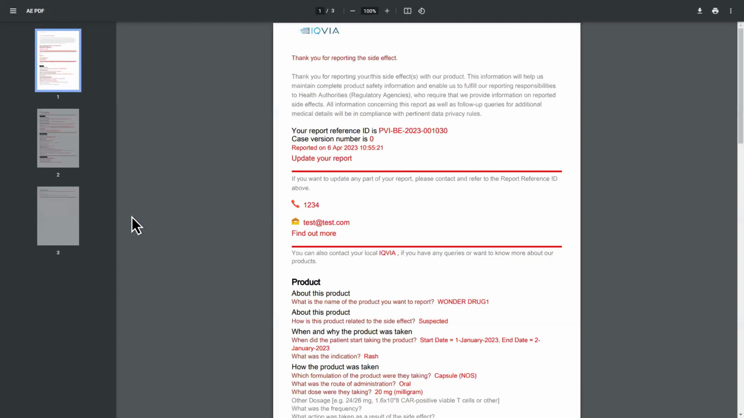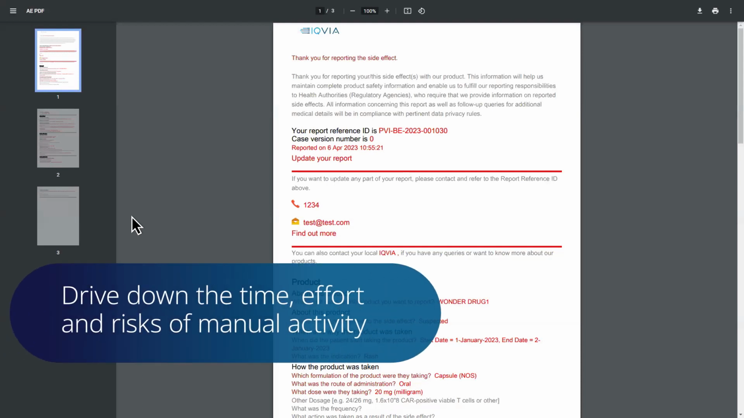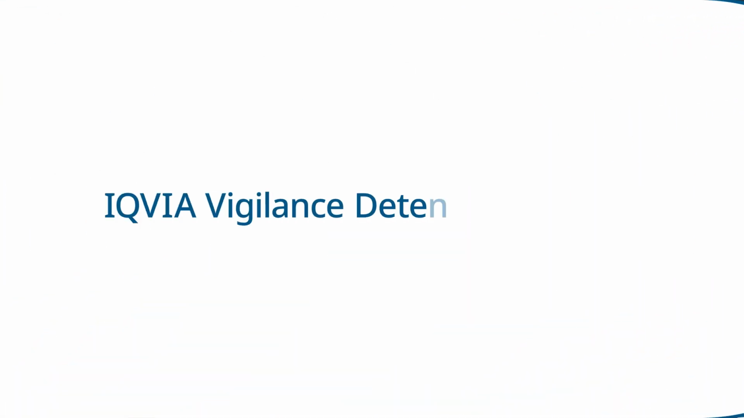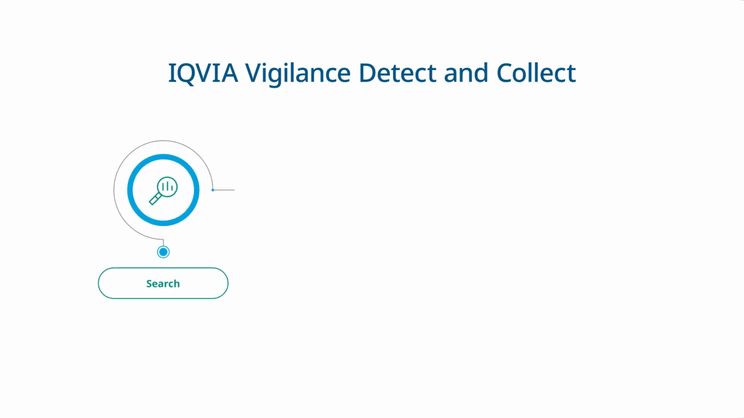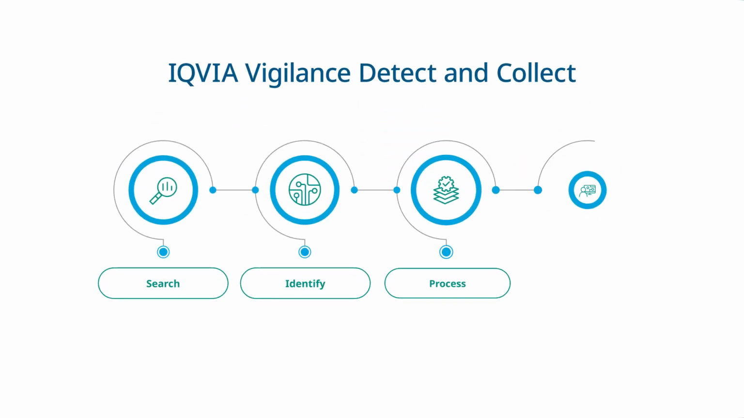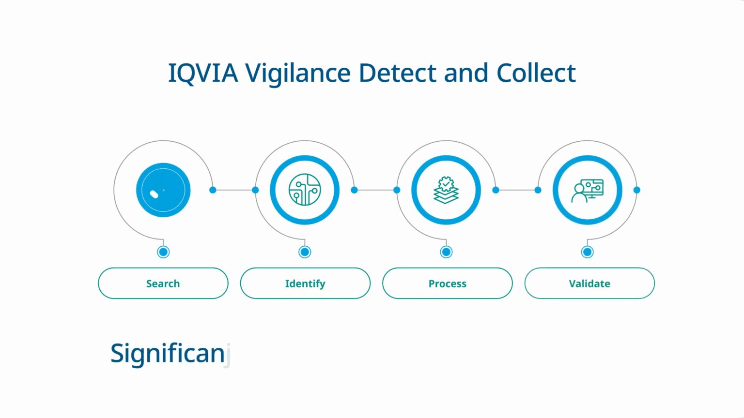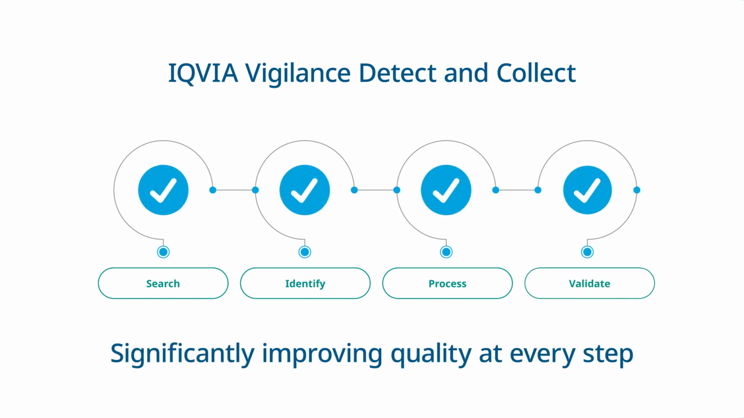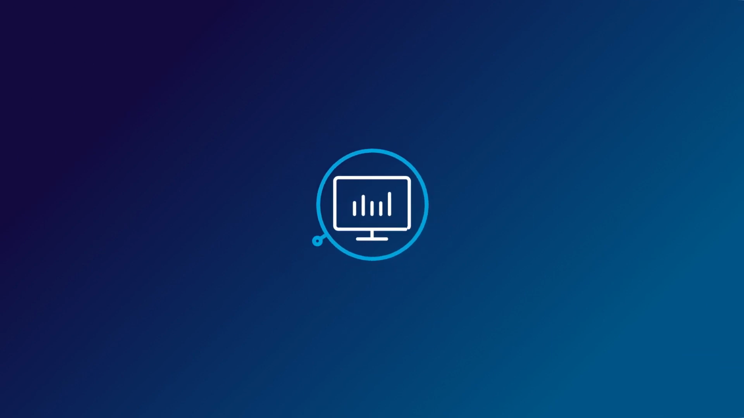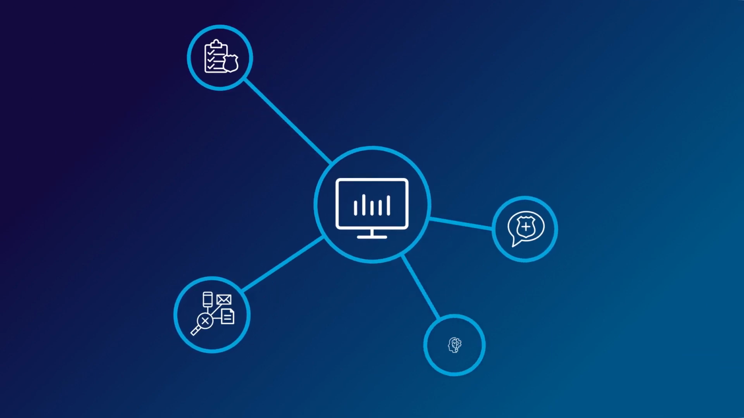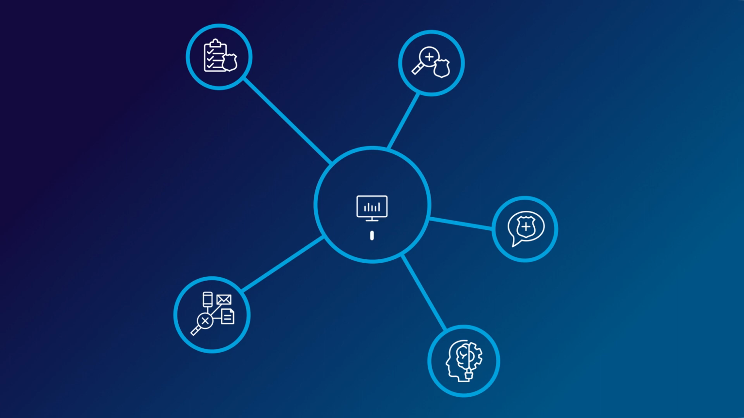IQVIA Vigilance Detect and IQVIA Vigilance Collect can work independently or together, integrated into your current processes to drive down the time, effort, and risks of manual activity. They allow you to automatically find, receive, and process safety data, reducing human review and rework, and significantly improving quality at every step. IQVIA's system-agnostic tools can be deployed quickly into your existing environment, allowing you to enhance current systems with AI-supported processes.